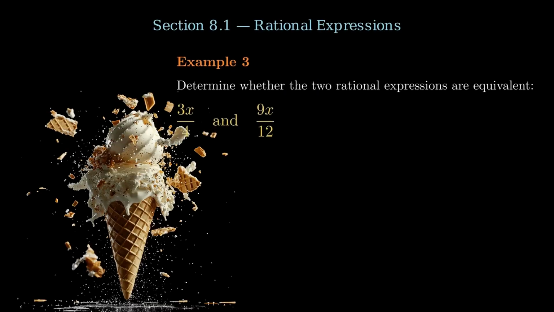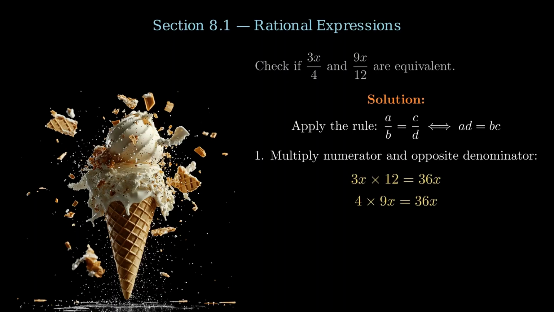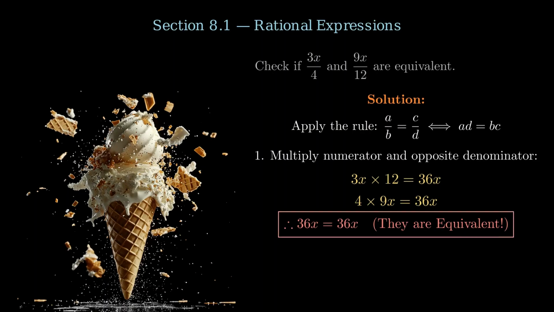Let's look at an example with rational expressions containing a variable. Determine whether the expressions 3x over 4 and 9x over 12 are equivalent. To test equivalence, we can use the cross-multiplication rule. The expressions are equivalent if the product of A and D equals the product of B and C. Multiplying 3x by 12 gives 36x. Multiplying 4 by 9x also gives 36x. Since both cross products are equal to 36x, the two expressions are equivalent.